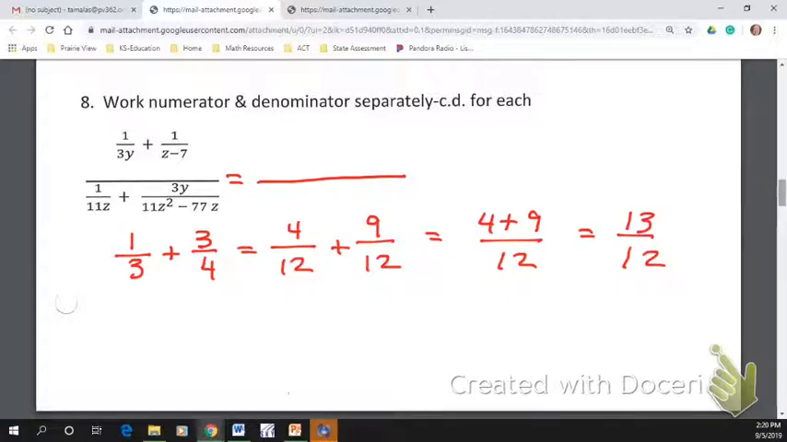All right, so now that we've reviewed that, let's go up here and add these 2 fractions together. Look at my 2 denominators. How do I find a common denominator? Multiplying by each other. So my common denominator is going to be 3y times z minus 7. So I'm going to write each fraction with a 3y times z minus 7.